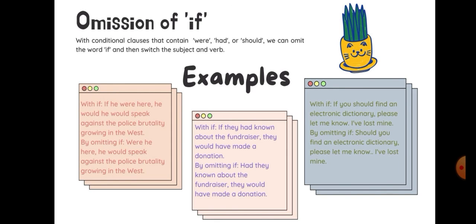We have changed the subject and verb position. So it has become were he. Similarly, if they had known about the fundraiser, they would have made a donation. Here we have omitted the if again and switched the places of had and they. So it has become: had they known about the fundraiser, they would have made a donation. Thirdly, if you should find an electronic dictionary, please let me know. I've lost mine. What we have done is the same. By removing if, we have changed the places of subject and the modal.